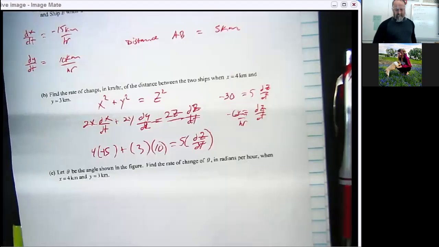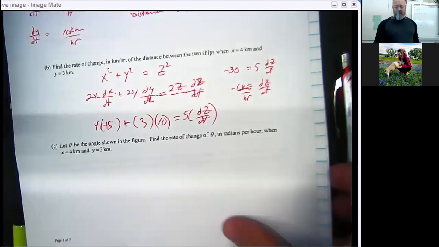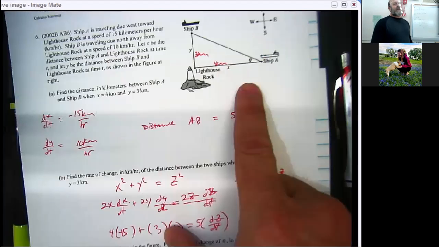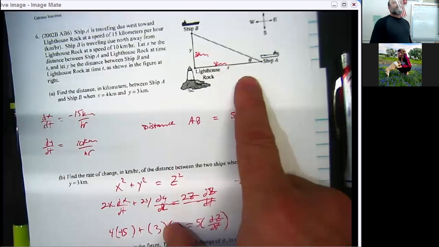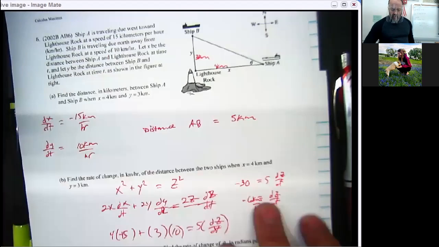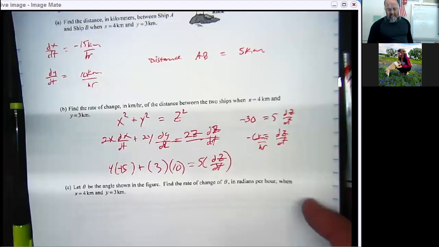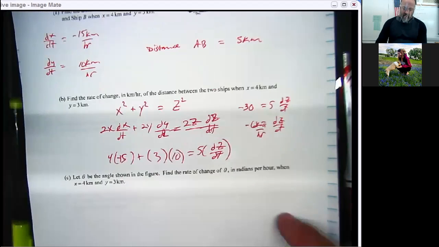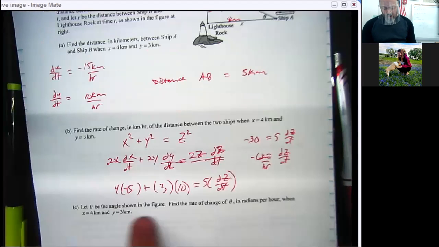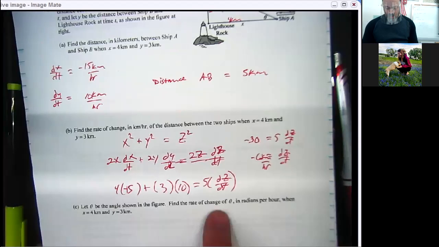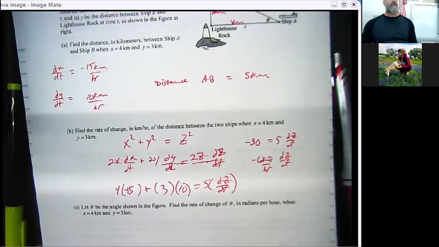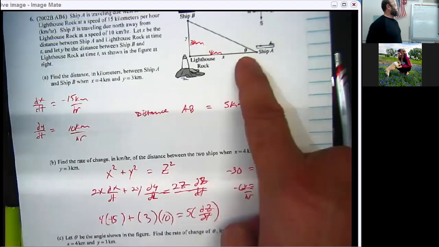Now they messed with us a little bit, and there was a hint in the picture. This picture probably was not on the AP test. I will give you that hint. They probably just wrote this. But how can I bring theta into the mix? It says, let theta be the angle shown, in radians per hour. How is the angle changing at that moment? How could I bring theta into play?